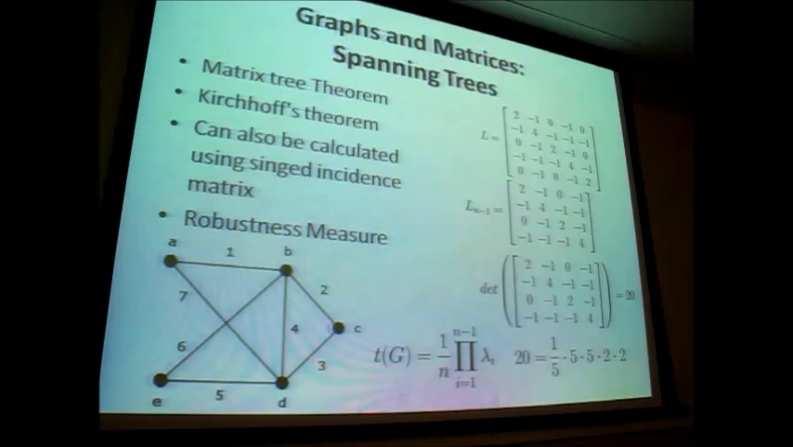The other thing, from what I've seen, is that the number of spanning trees can be looked at as a robustness measure of your network, which kind of makes sense. The more spanning trees you have, the more robust your network probably is.